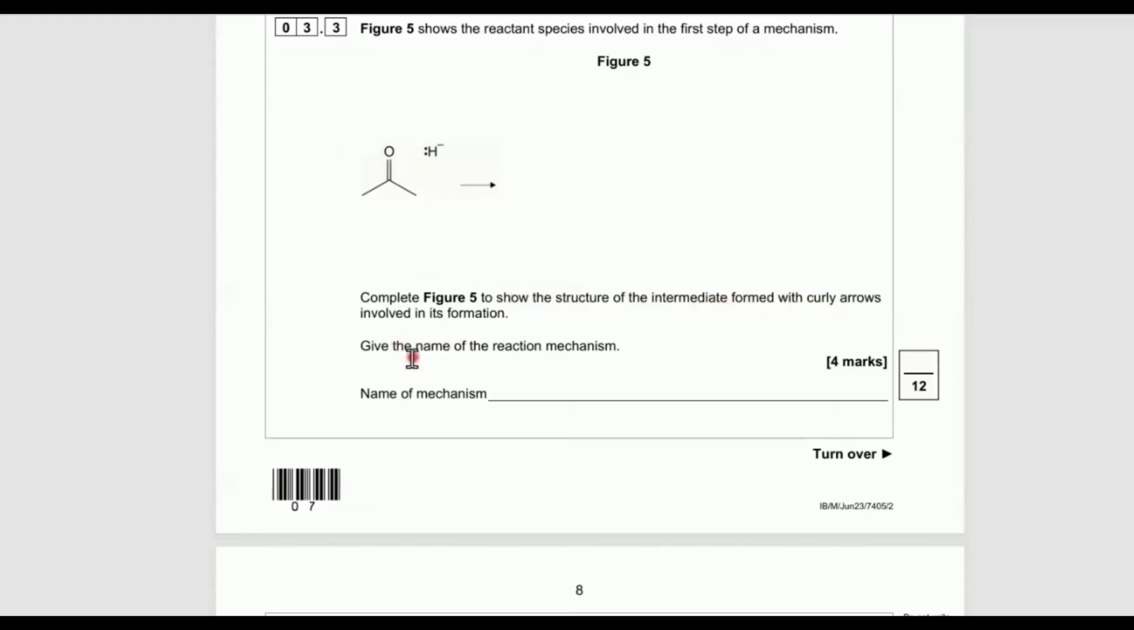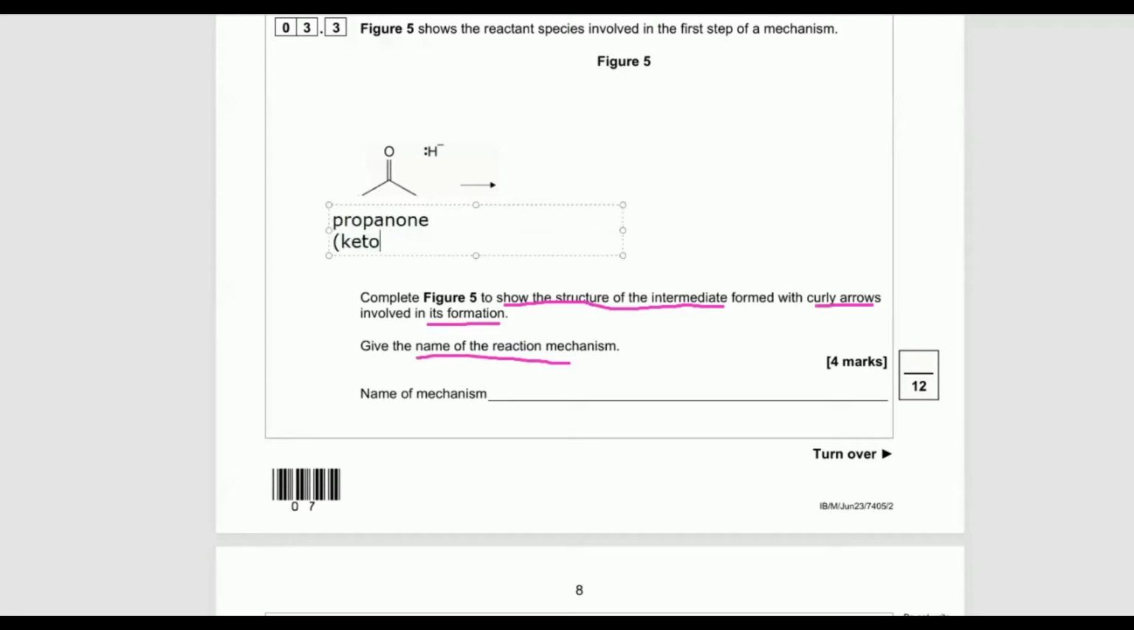We've got a carbonyl group on a skeletal formula. We've got a hydride ion. Complete figure 5 to show the structure of the intermediate formed with curly arrows involved in its formation. Give the name of the reaction mechanism. That's going to be a mark as well. And again, it's 4 marks.